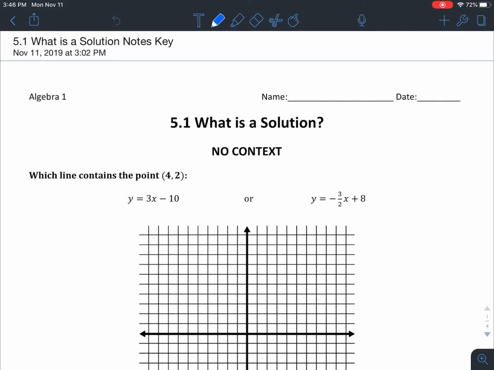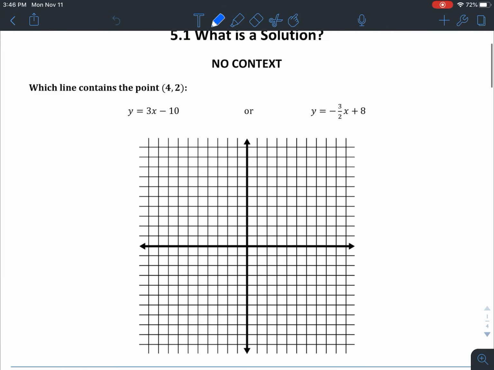All right, welcome to 5.1 notes. What is a solution? Today we're starting chapter 5, which is all about something called systems of equations. We'll take a look at that a little bit further as we continue through the notes today. But for right now, we're focusing specifically on identifying if something is a solution.